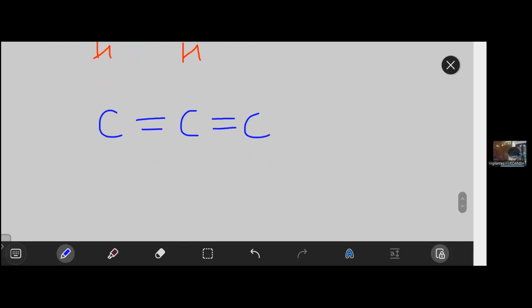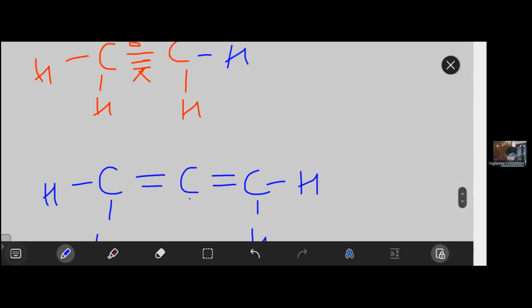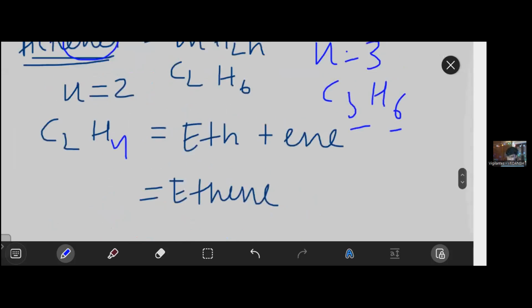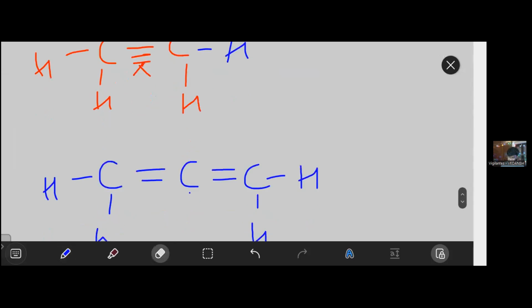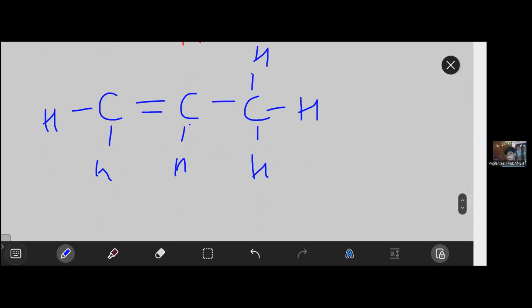So we have 1, 2, 3, 4, 1, 2, 3, 4, 5, 6. Your propene would look something like this. Okay? So it is likewise similar. Now, let us move on to alkynes.